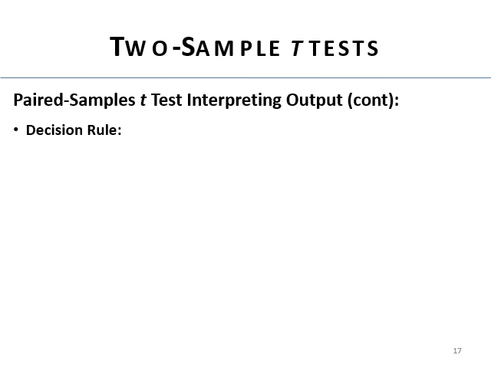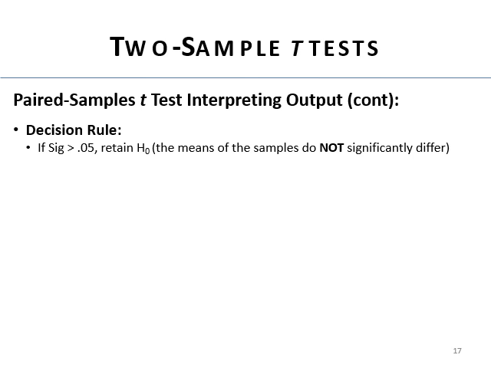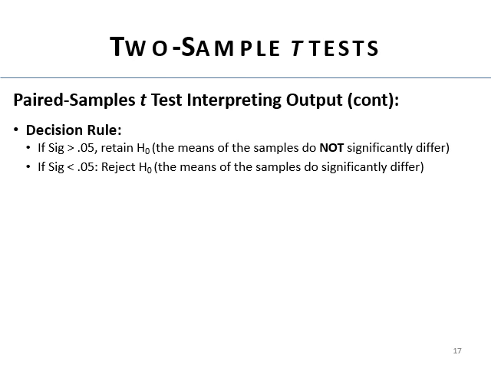So your decision rules are exactly the same as they were for independent T. If sig's greater than 0.05, I don't care if you had a one or a two-tailed hypothesis, the groups don't differ. The averages of the two samples are not different. So you're not rejecting anything. If sig's less than 0.05, the samples are different. So the averages are significantly different. So if you have a two-tailed hypothesis, this is all you need. You can reject the null.